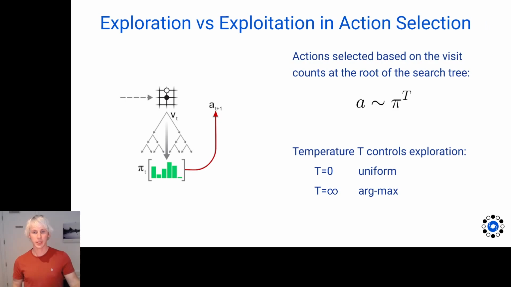The other component comes into play after we've run our search. It is how we select the actions based on the visit counts. We can view those visit counts as a probability distribution by normalizing it, and then we can apply a temperature to control how uniform to greedy we want to sample. And we can use this to ensure that our games are not deterministic and to ensure that we explore a variety of trajectories and positions in the state space.